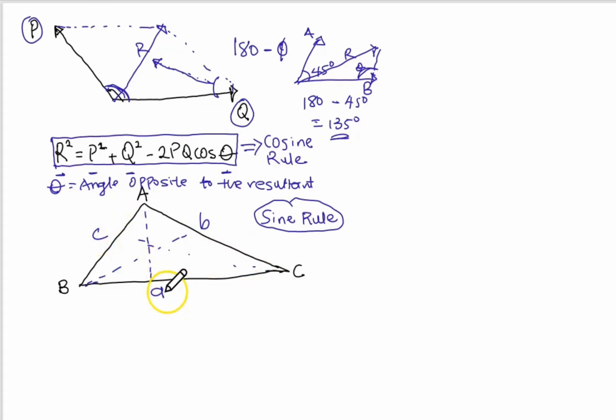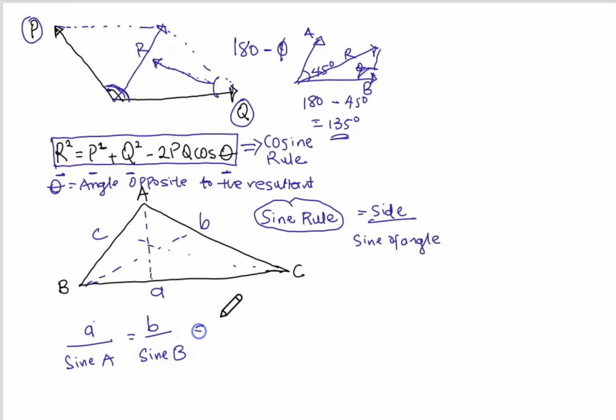Now, how do we then calculate? It's a very simple task. In the sine rule, we simply use side over sine of angle. So that's how we do the calculation. Let's start with side a: a over the opposite angle, sine A, is equal to the other side b over sine B, which is equal to the last side c over sine C. So using this formula, we can calculate the direction.